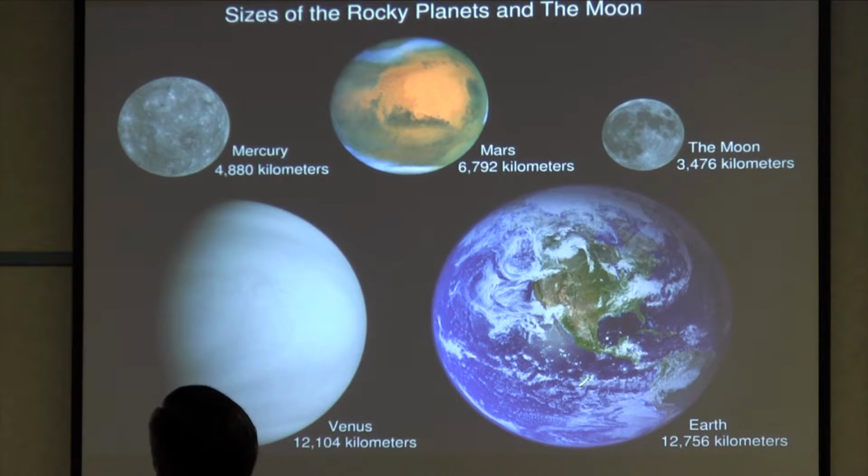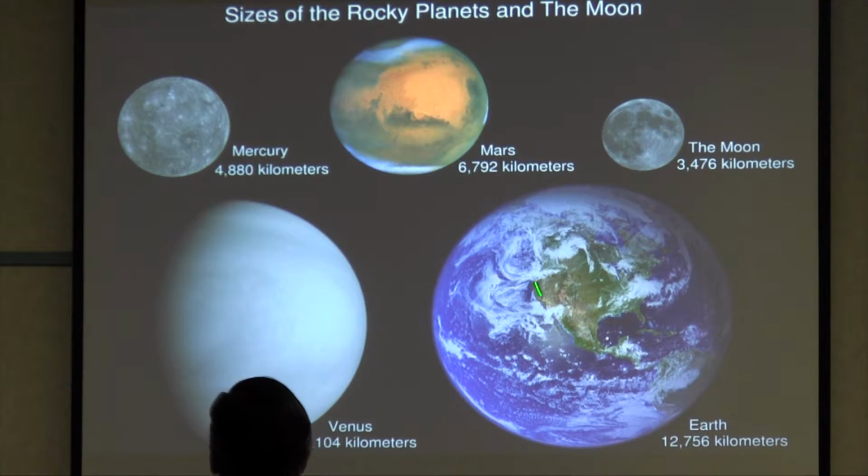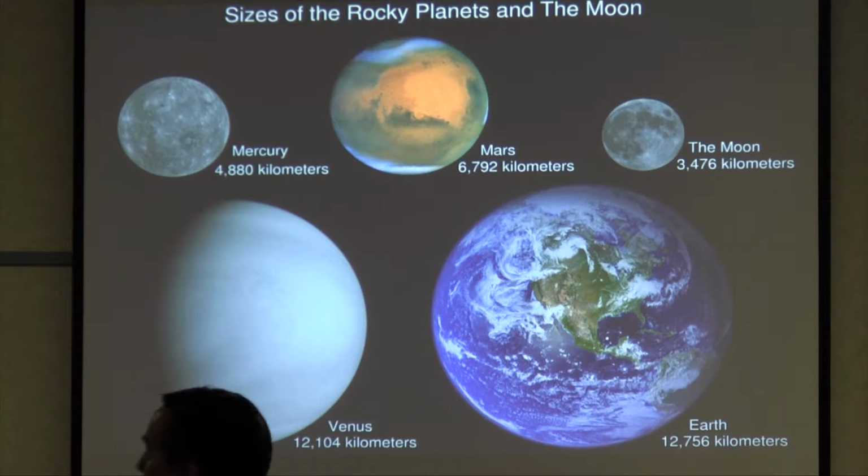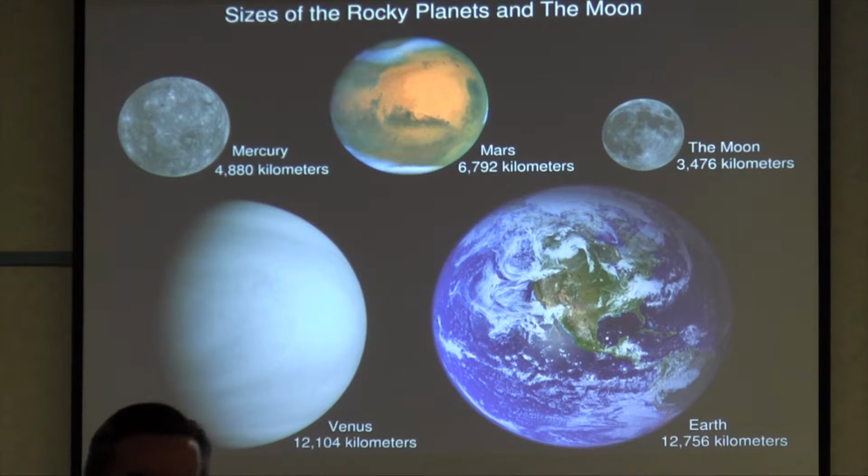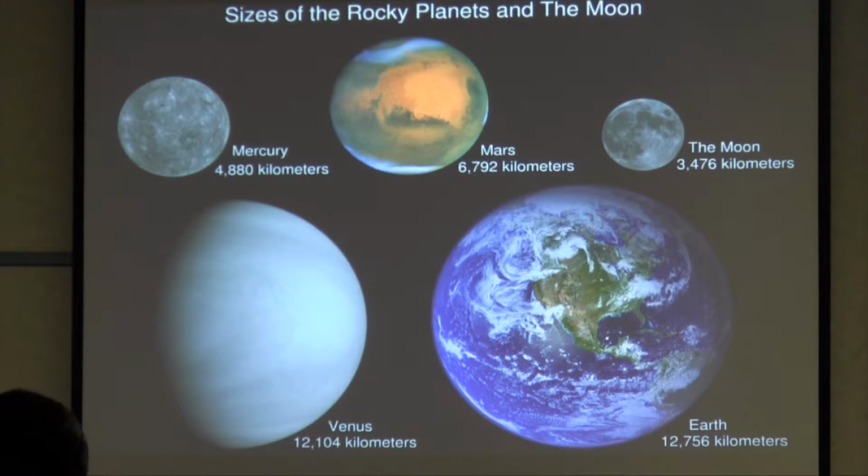Earth and Venus are about the same size. Mars is about half of that. Mercury, a third of it. And, of course, the moon here. Now, we put the moon in as an honorary rocky planet because of its size being so close to Mercury. All right, it is anomalous that Earth has such a large moon.